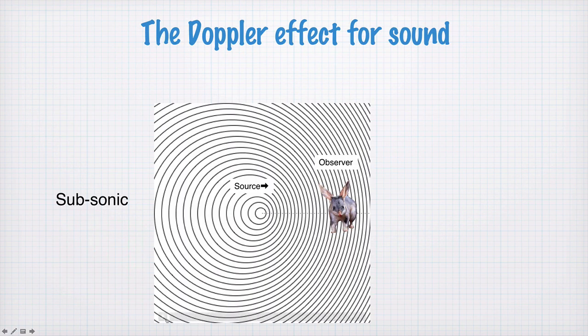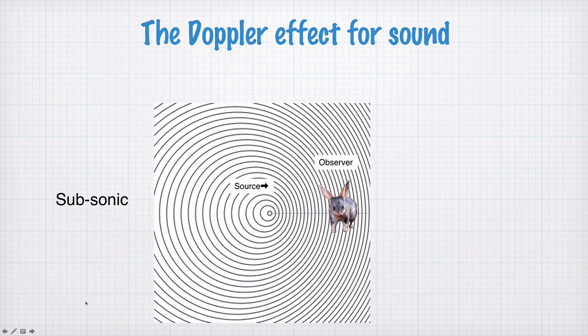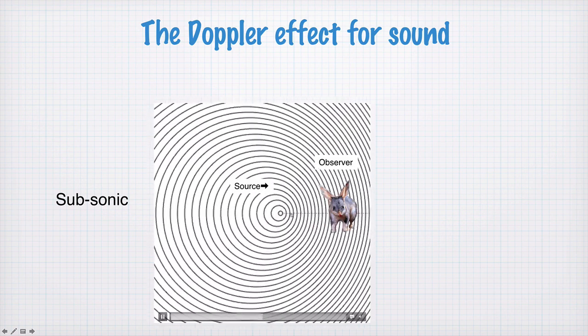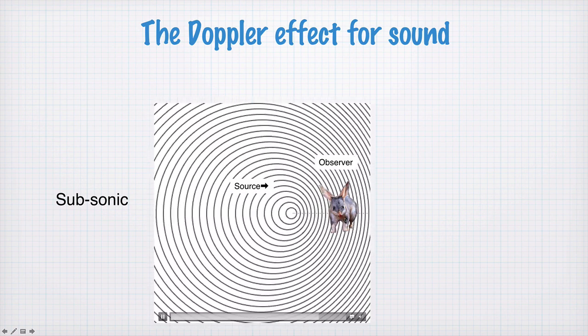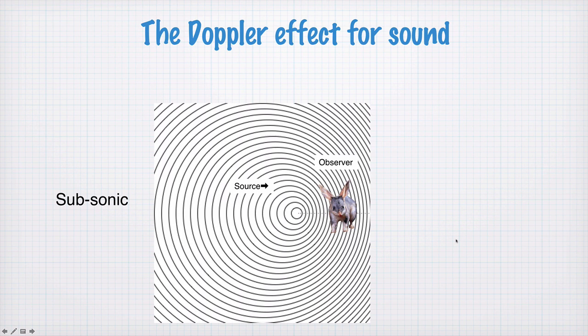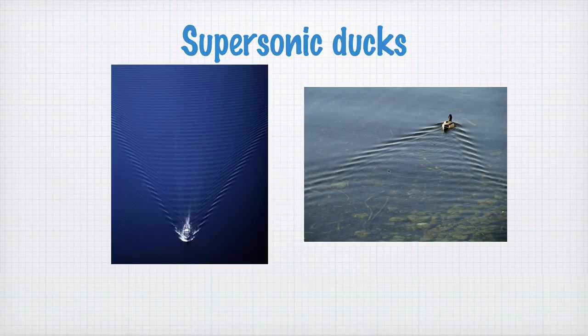We'll talk about some properties of waves like the Doppler effect, where the source is moving, for example, so the wavelengths are different depending on which side of the source you're on. We'll talk about the case when it's subsonic and also the case where it's supersonic, like these ducks travelling faster than the wave speed in water.